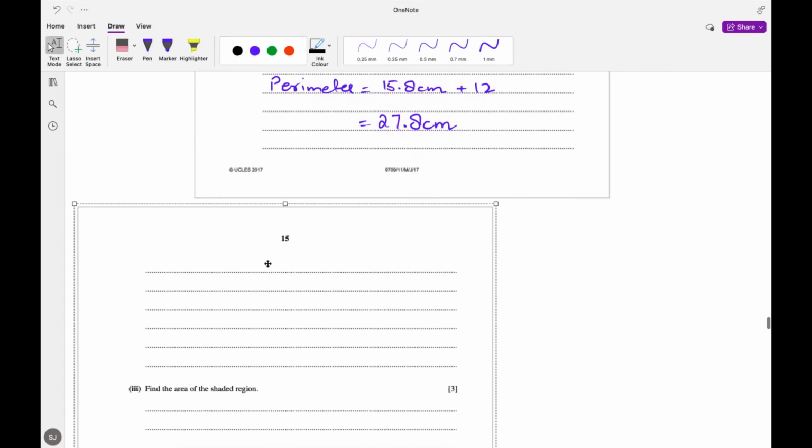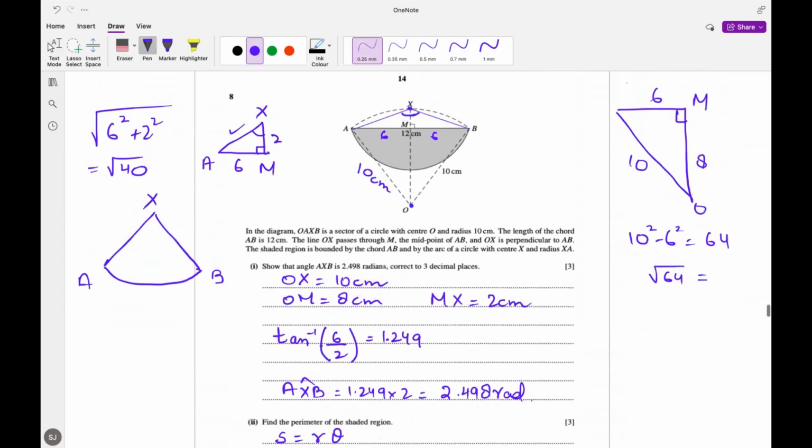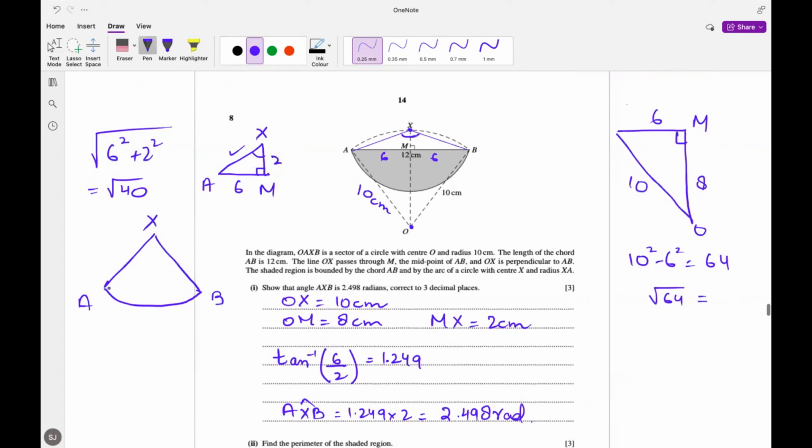In the next part, we have to find the area of the shaded region. Now to find the area of the shaded region, basically we just have to draw a line over here. So we'll have, and this is the shaded region. Now we can find the area of the sector and then we'll subtract the area of this triangle to get the area of the shaded region.